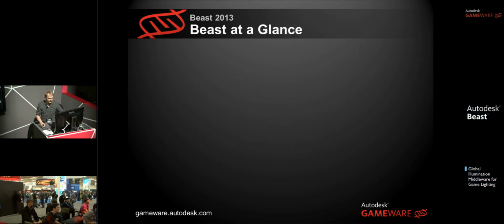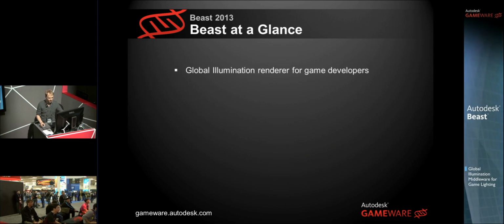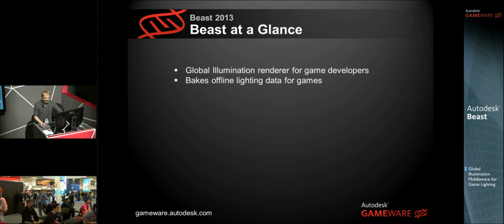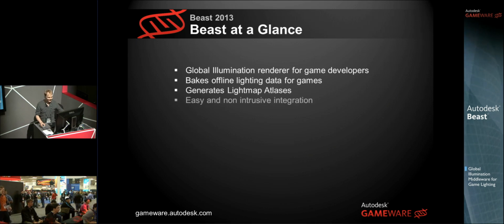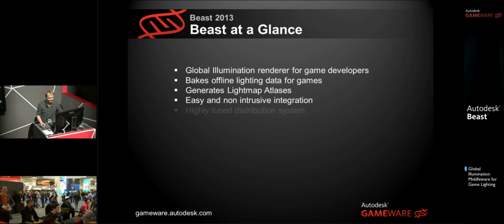So if we look at Beast, what it contains. It's a global illumination renderer for game developers. It bakes offline lighting data for games. It generates light map atlases for you. And it has an easy-to-integrate API that can be brought into any game editing tools.